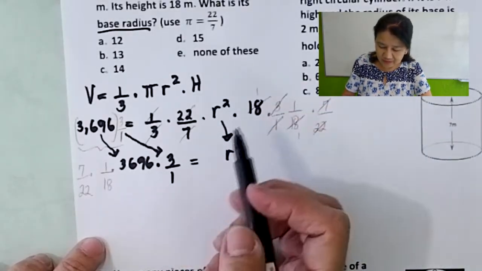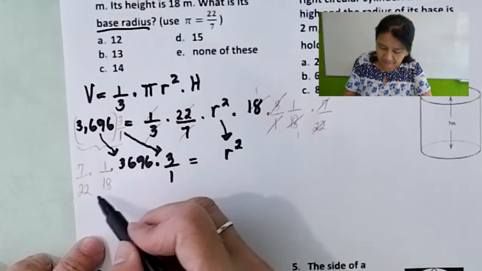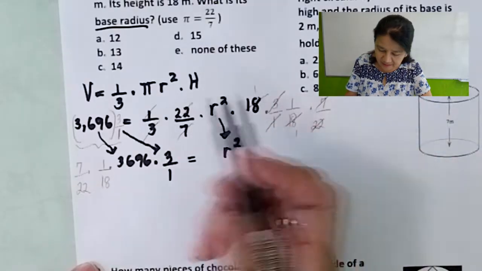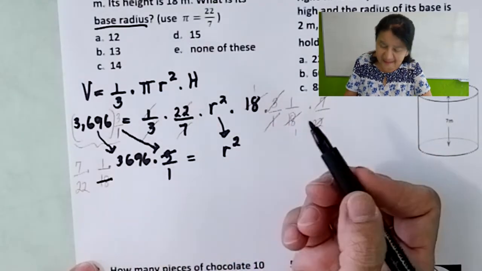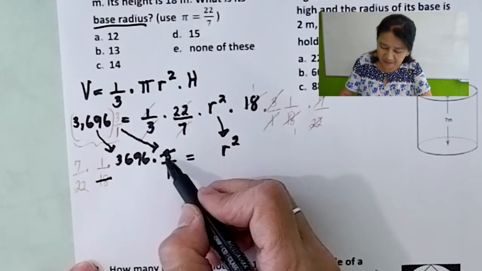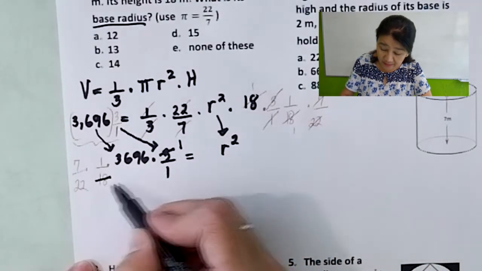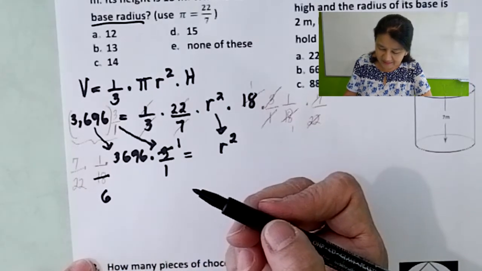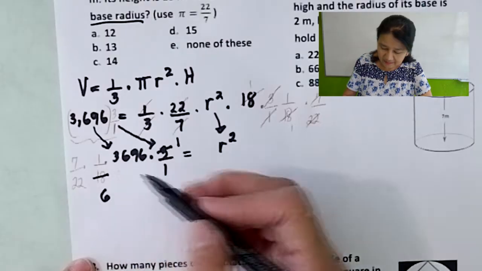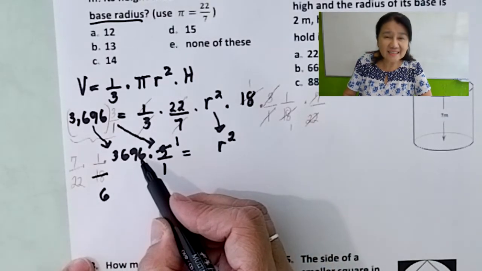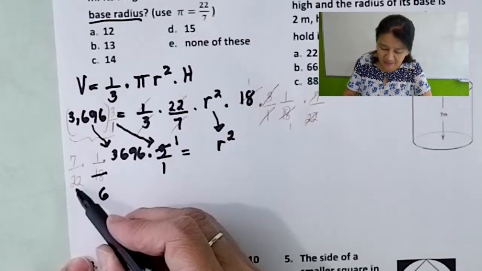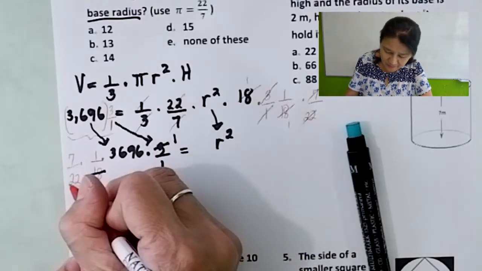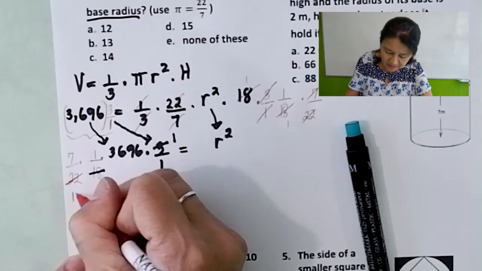Now let's work on this. You can use cancellation to make things fast. What can be cancelled here? 18 and 3. They are both divisible by 3. 3 divided by 3 is 1. 18 divided by 3 is 6. Now, what else? 3,696 is an even number. 22 is an even number, so obviously they're both divisible by 2. 22 divided by 2 is 11.